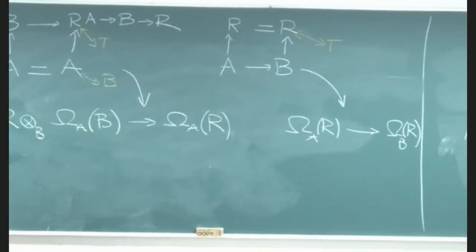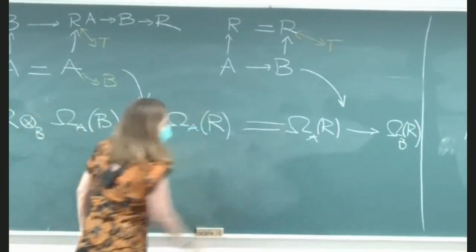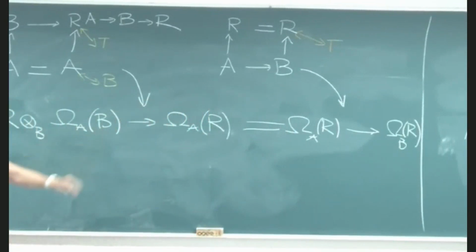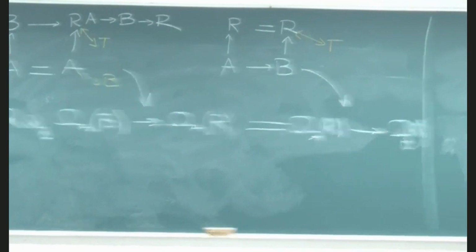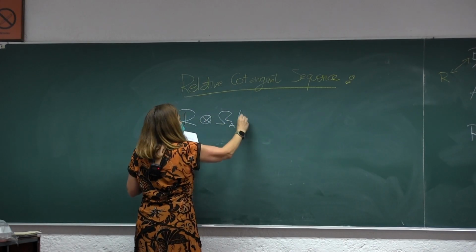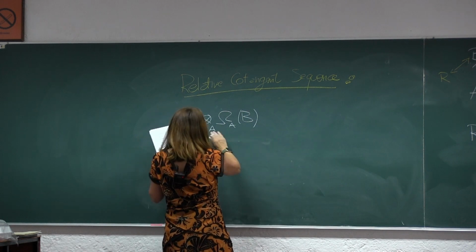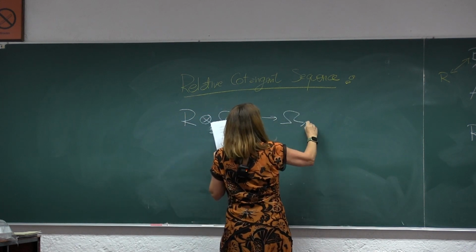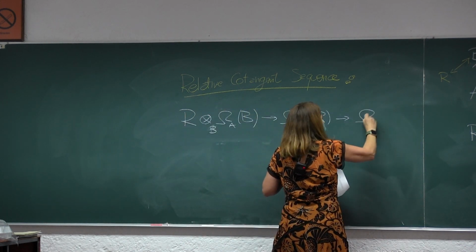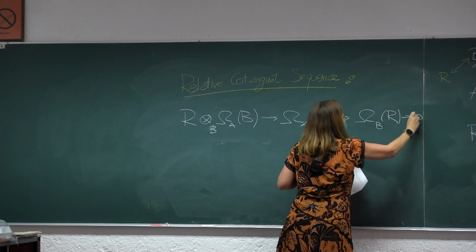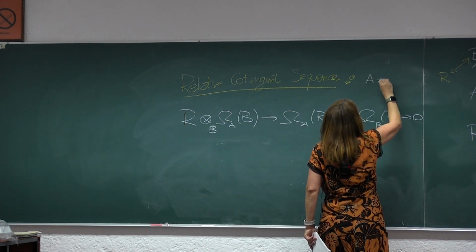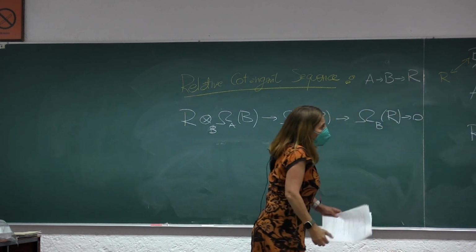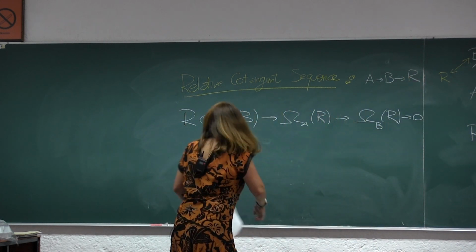And now, this is the same guy. So why don't we put them together? And that's called the conormal sequence, and it says exactly this, that this sequence, R tensor over A over B, I think it is, yes, I don't make a mistake, of omega AR that goes in omega BR goes to 0. And this is ABR. So, is exact.